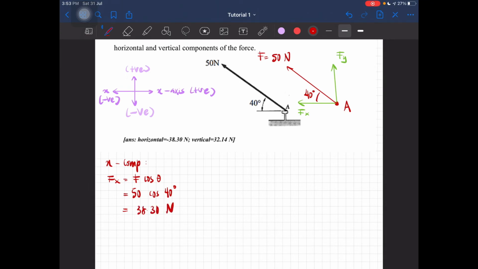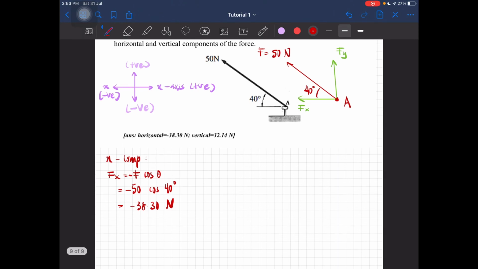Right, then this one is 38.30 Newton. However, we are looking at the direction because force is a vector. So since we have to consider the direction, we have to look at this configuration here. Since it is going to the left, we have to write negative. Okay, we have to write negative to show the direction of the force.